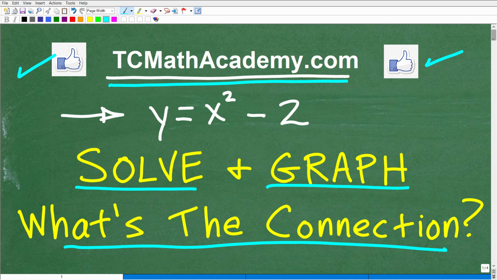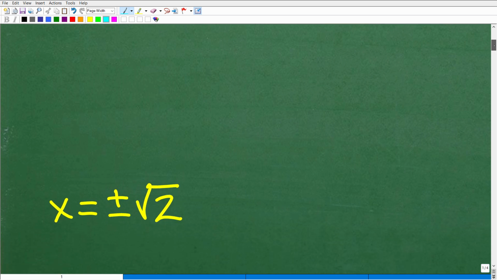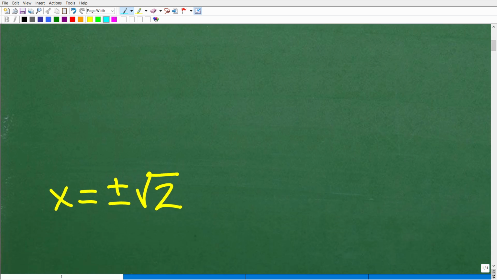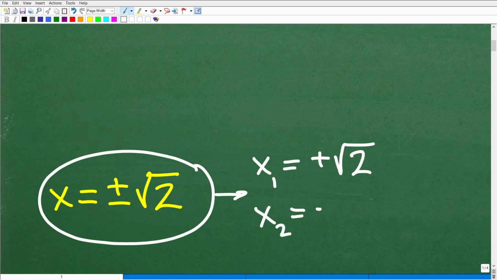All right, so let's take a look at the solution. And I'll show you the graph here in a second. But the solution to this equation is x is equal to positive and negative square root of 2. So these are actually two solutions, and you can express that this way. The first solution is a positive square root of 2, and the second solution here is a negative square root of 2.